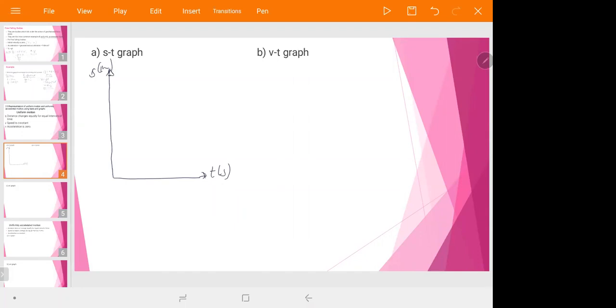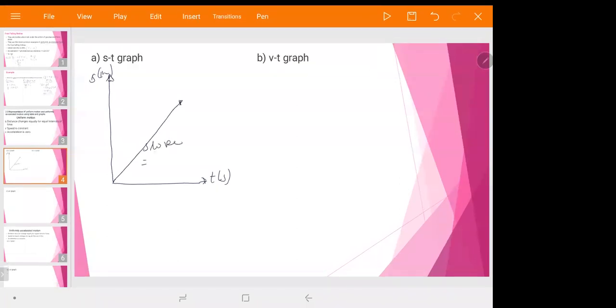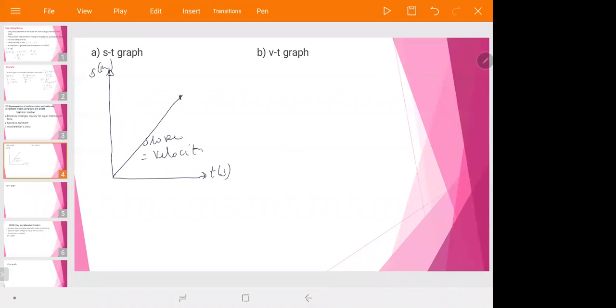So when you put on this one, in uniform motion, it seems like this one, okay? It seems like this one, direct relation. So under this one, velocity is constant and the acceleration is zero, okay? Acceleration is zero. In such a type of equation, slope is equal to velocity, okay? Slope is equal to velocity.